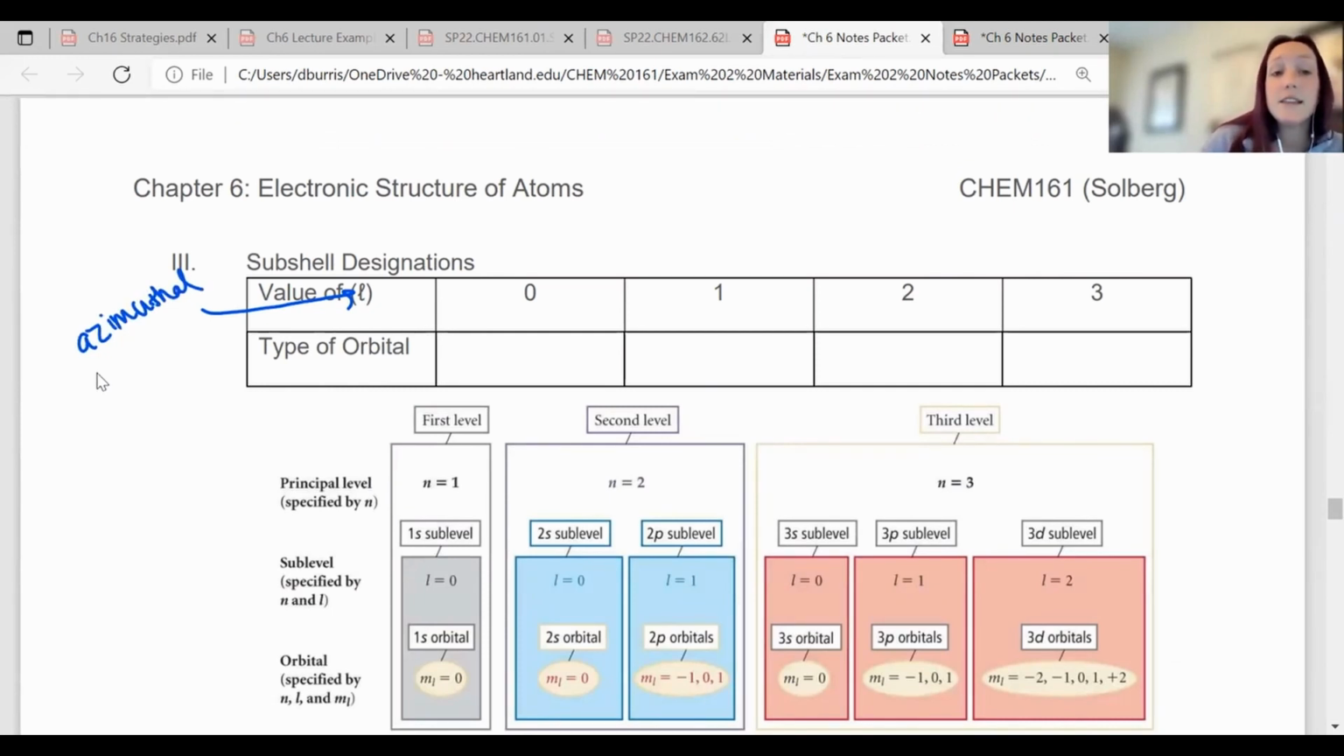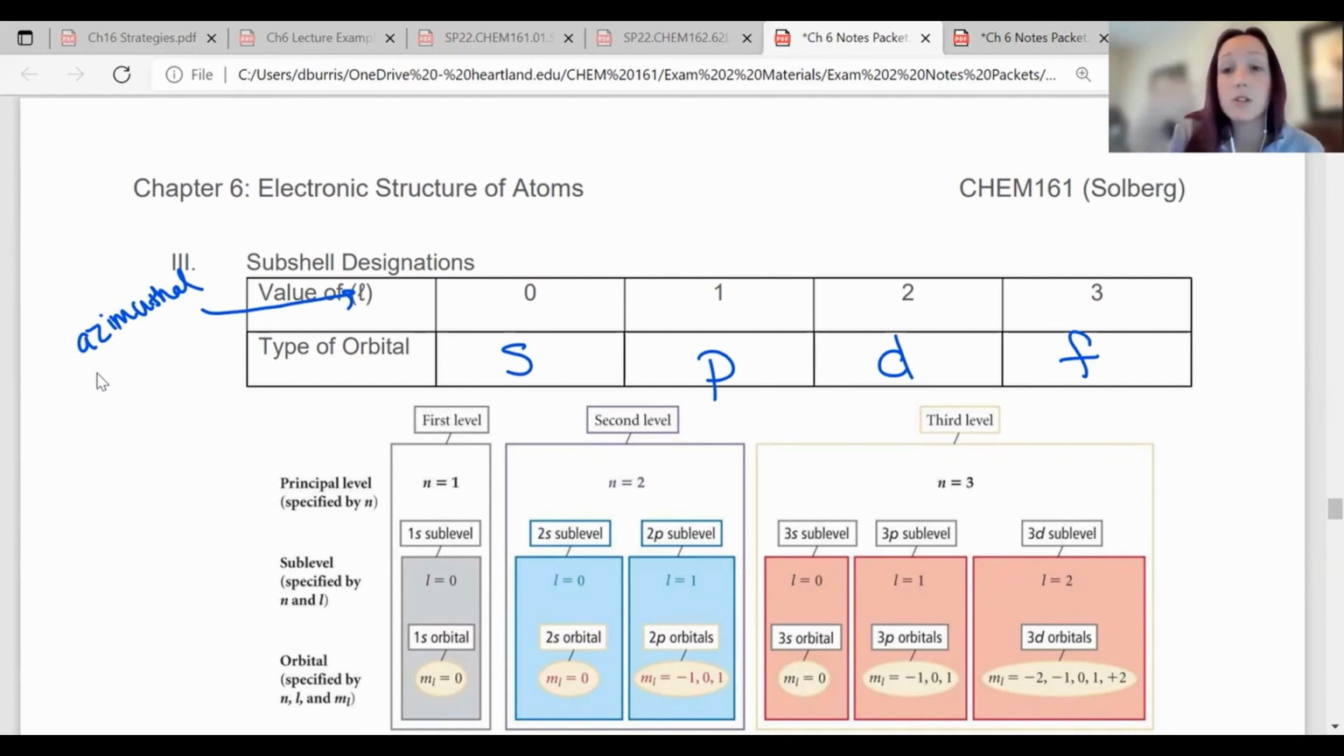If it is L0, that means it is an S shape. If it is L1, that means it is a P shape. L2 is D, and 3 is F. They go in this order: an S, a P, a D, and an F. We haven't discovered anything beyond that because we haven't made any.